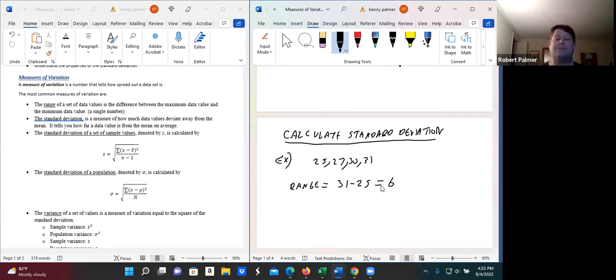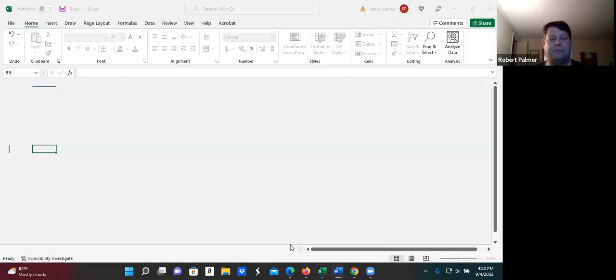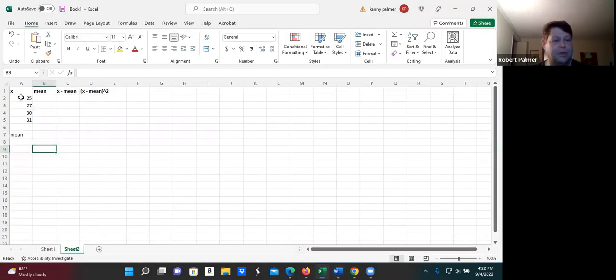Now the standard deviation, to help us find that, we're actually going to use Excel. So I've already set this up in Excel. I'll also show a few features of Excel. So here are our data values. Once again, that's what we call X. Now, 25, 27, 30, and 31. First we need to find the average of those. So I'm going to do that.